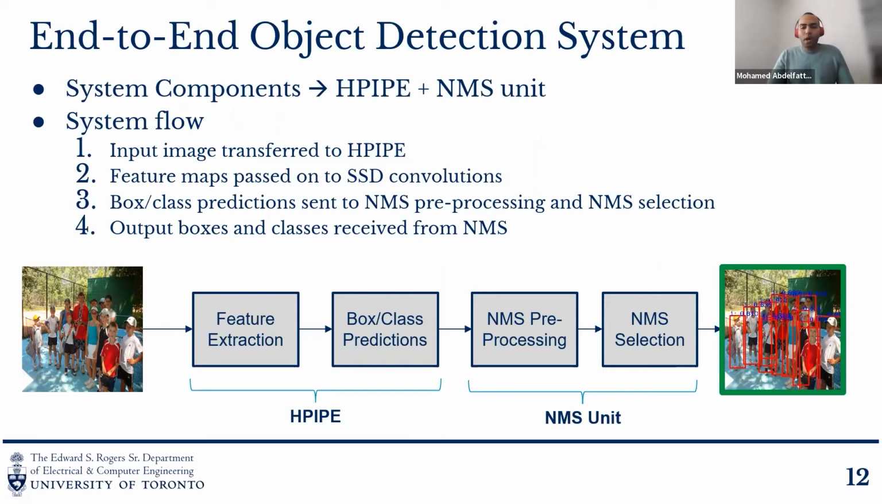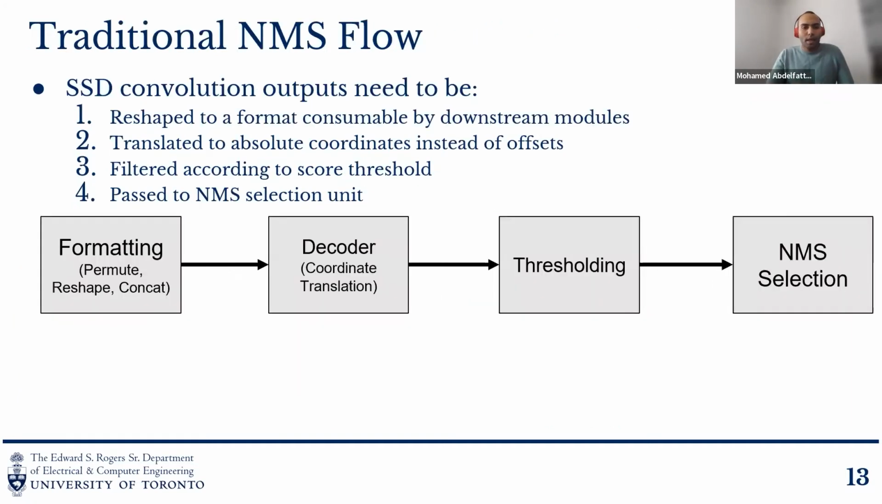I'll briefly talk about the non-maximum suppression unit. It has been developed by the team at Arizona State University, but I'll briefly give an overview of that. So let's talk about how traditional NMS modules work. First of all, most works that we've seen tend to offload the NMS processing to a processor after the FPGA, but in our implementation, the end-to-end system is placed on the actual device.